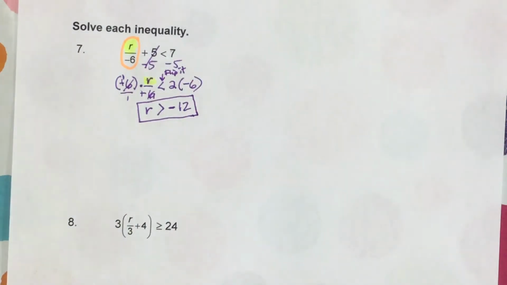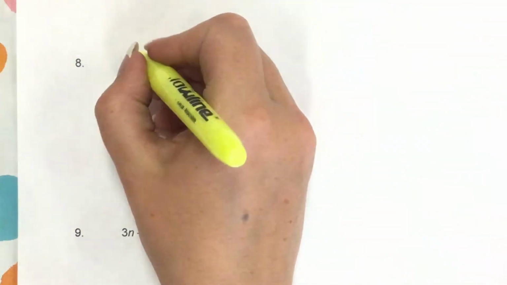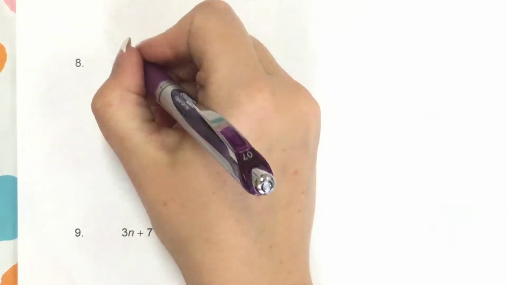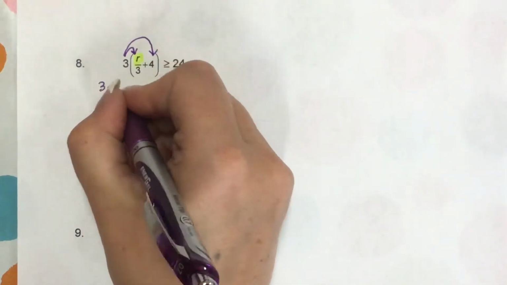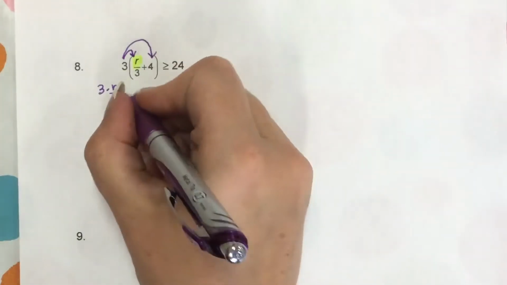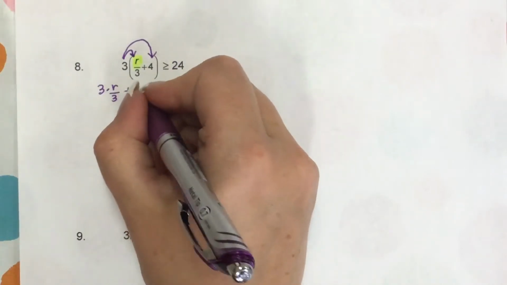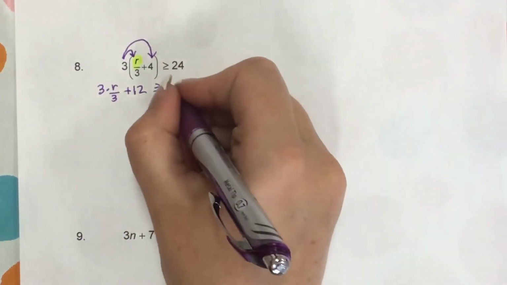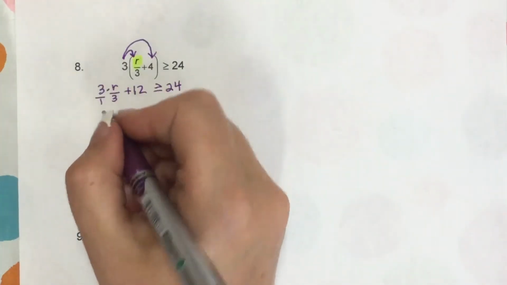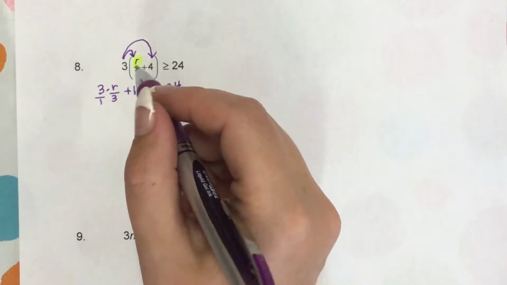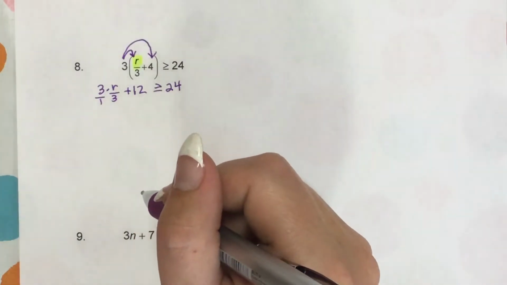Okay, let's move on to problem 8. So problem 8, we're trying to figure out what the solution set is for R. I see that there's parentheses, and I see that there's a 3 outside of the parentheses, so we're going to have to do that distributive property first. So I'm going to go 3 times R over 3 plus 3 times 4, which is 12, is greater than or equal to 24. Now I need to simplify this. I'm going to turn 3 into a fraction, which is the same thing as 3 over 1.